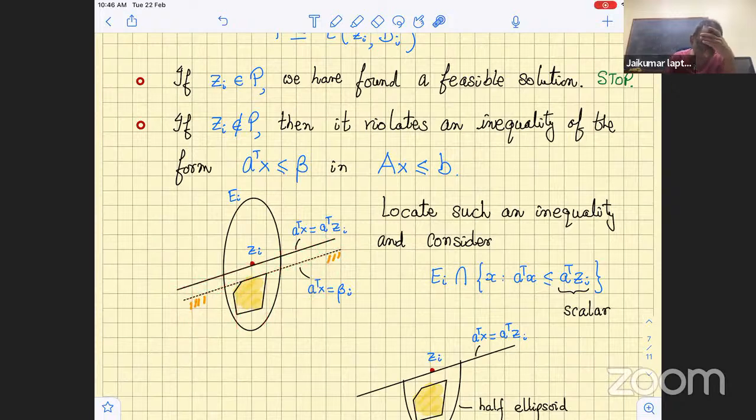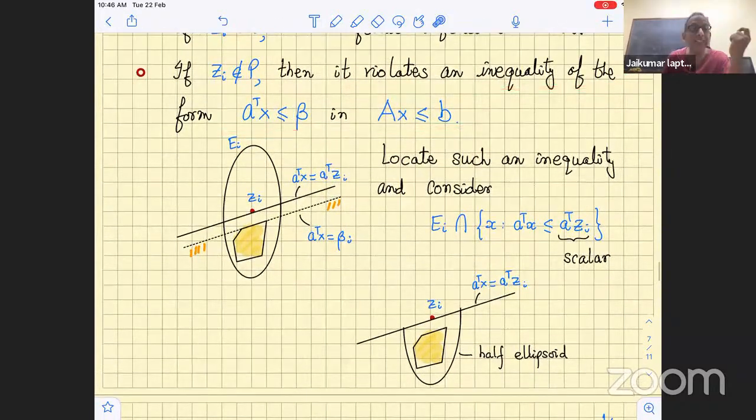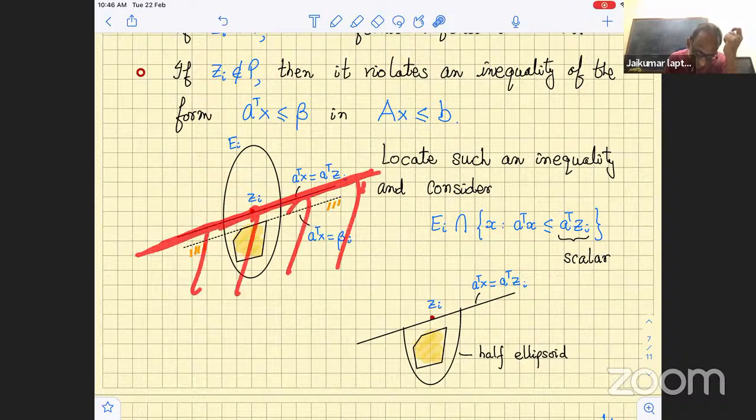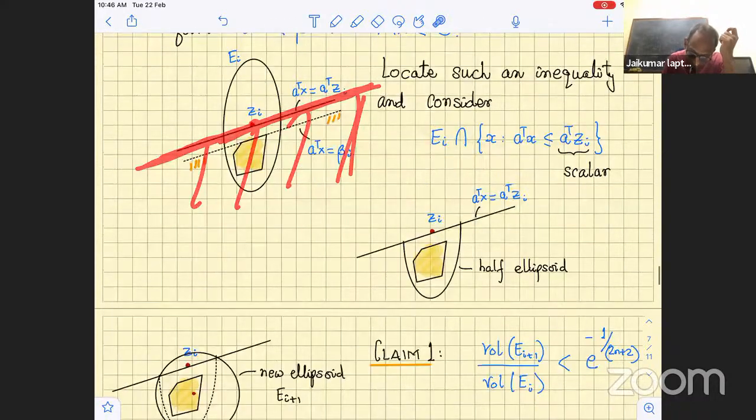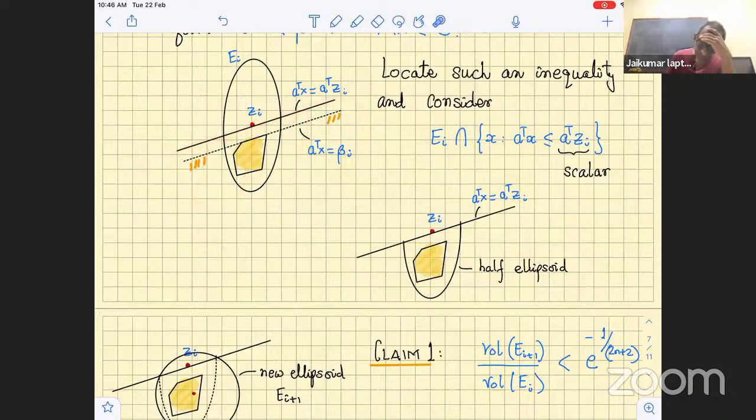Let me read out what I wrote. If Zi is not in the polytope, then it violates an inequality of this form. So locate such an inequality; somebody tells us this inequality. Then consider the old ellipsoid and this. I'm not considering this part. I'm being a little generous: I'm putting that hyperplane through the center and looking at this. So the thing that I'm considering is this half ellipsoid. Is this clear?